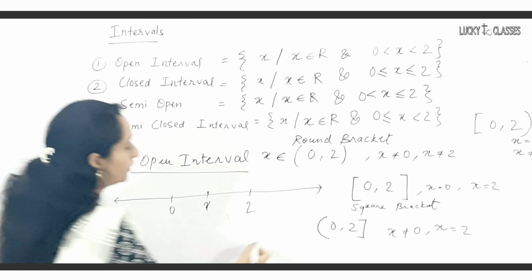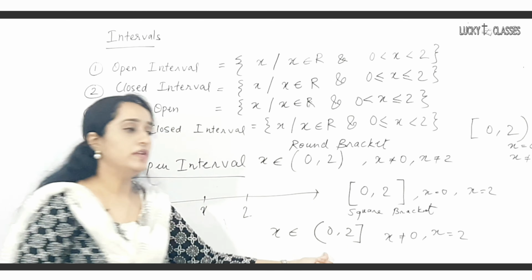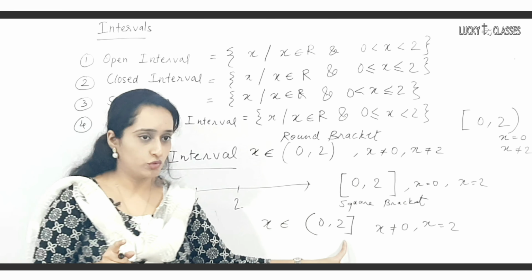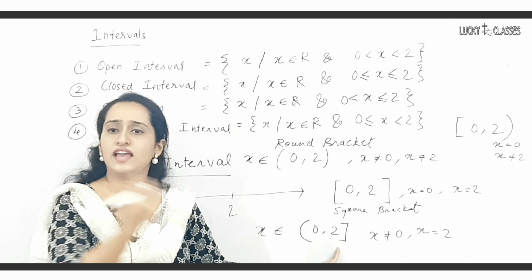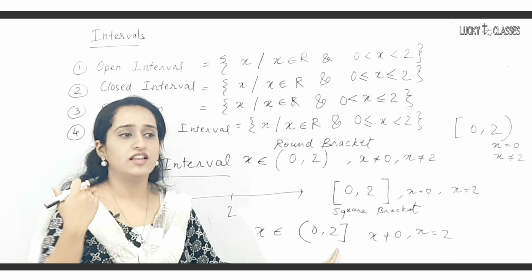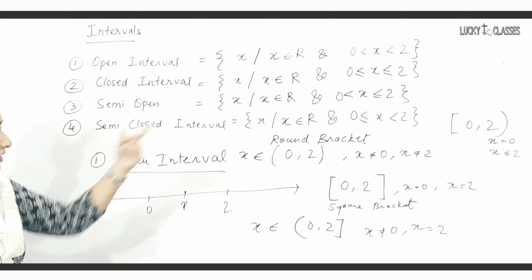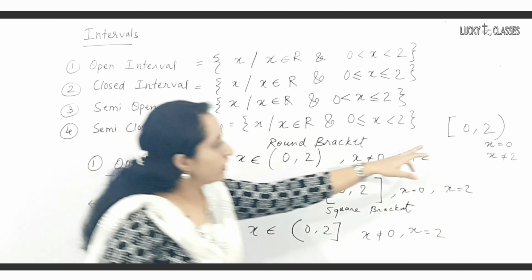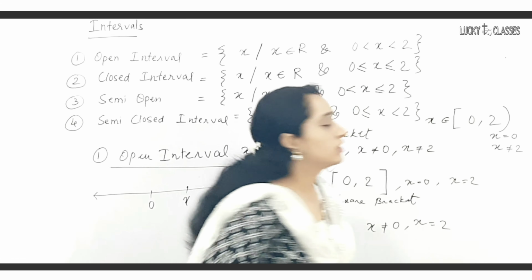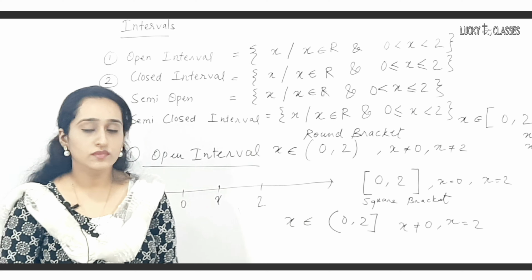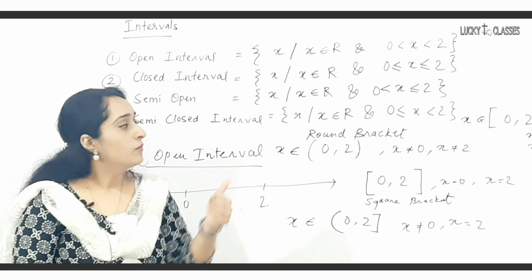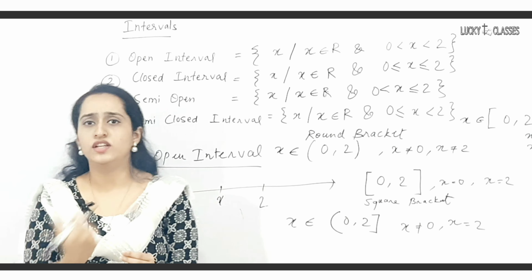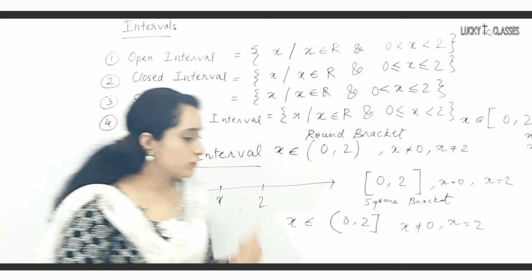Likewise, if I say x belongs to semi-open, in the sense x will not be equal to 0, but x can be equal to 2, and x can take any value between 0 and 2. And likewise, semi-closed starts with a closed bracket. Over here, if I say x belongs to closed 0, 2, then x is equal to 0, x is not equal to 2, and x can take any value between 0 and 2. Alright, I'll give you some examples.